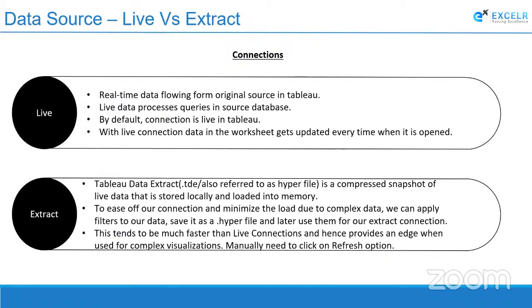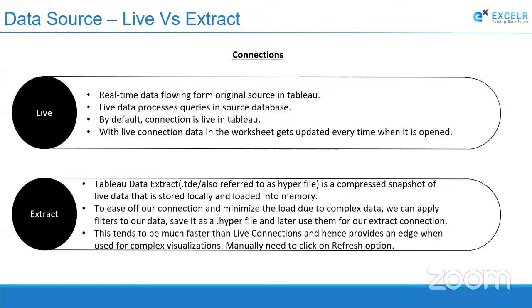There are two types of connection. One is live connection, the other is extract. What do you mean by live? Live means the data is connected live to the data source. Whatever gets updated in the data source will get updated in the dashboard as well. That is called a live data source.